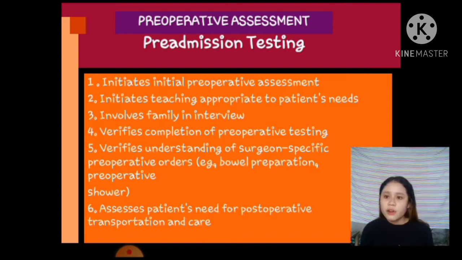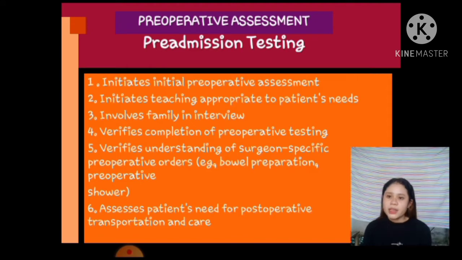Next, involves family in the interview. Interviewing the family provides the nurse with information that can help the patient and the family manage chronic illnesses. By asking questions to the family, nurses can gain increased understanding and appreciation.